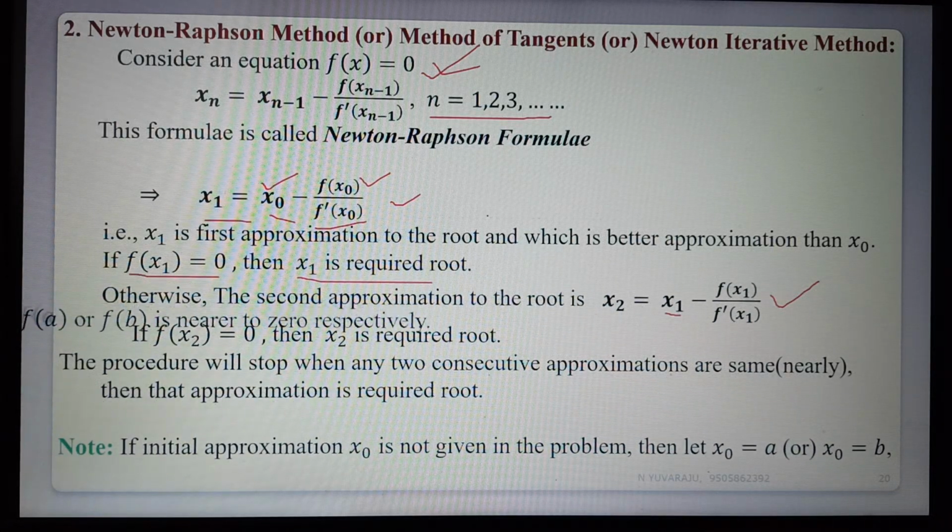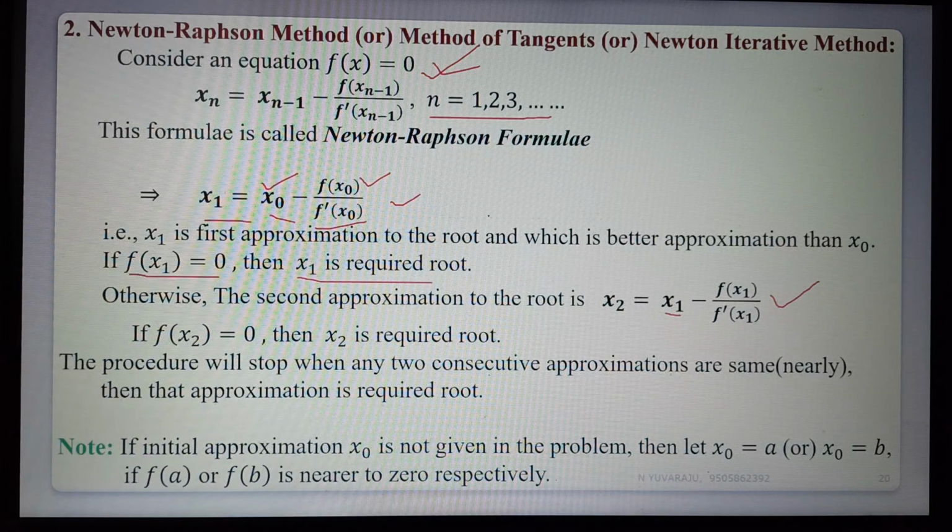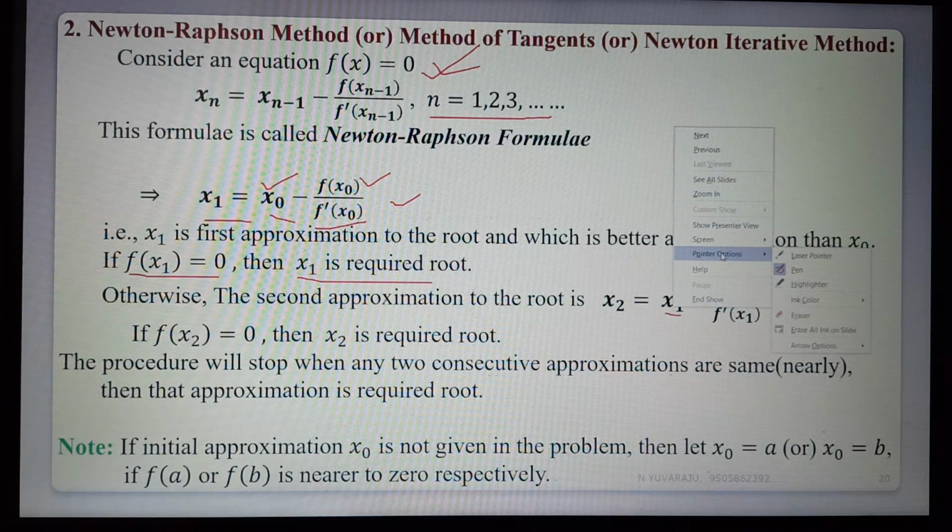Here note, if the initial approximation x0 is not given in the problem, then let x0 is equal to a or x0 is equal to b, where we first have to find the interval. If no interval is given, we have to find the interval a comma b such that f of a and f of b have opposite signs. Whichever of a and b is nearer to 0 after substituting in f, that is taken as the initial value. This is how we choose the x0 value if not given in the question. So this is the procedure.